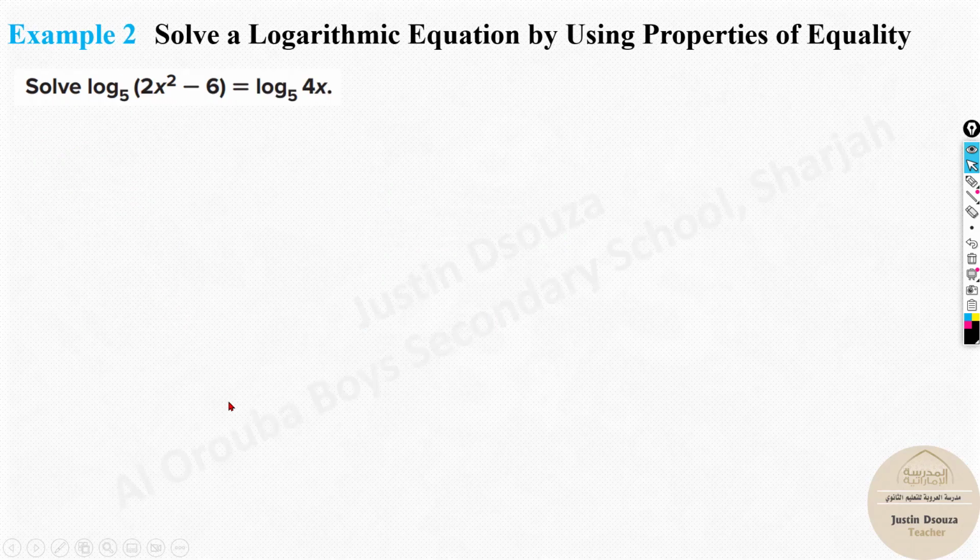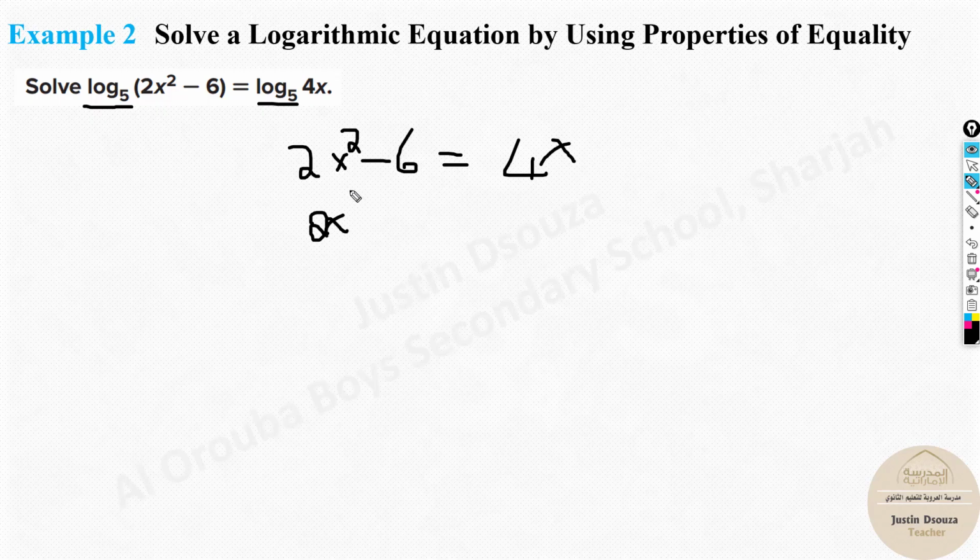This is an easy one. But what about this one? Here you can see log base 5 and log base 5 equals. So whatever is inside the log function, 2x squared minus 6 equals the right hand side, that is 4x. Now to simplify this, 2x squared minus 4x, when I bring it to the other side, minus 6 equals 0.